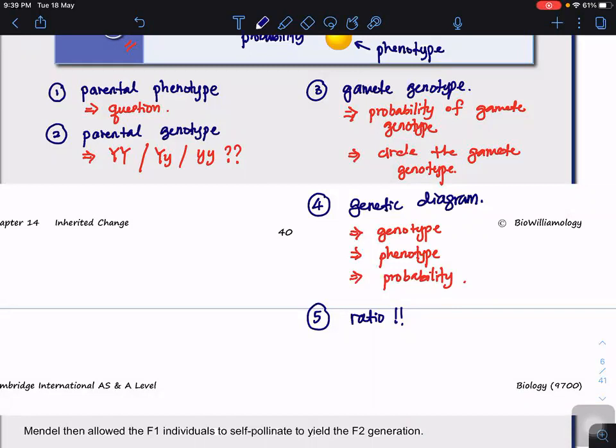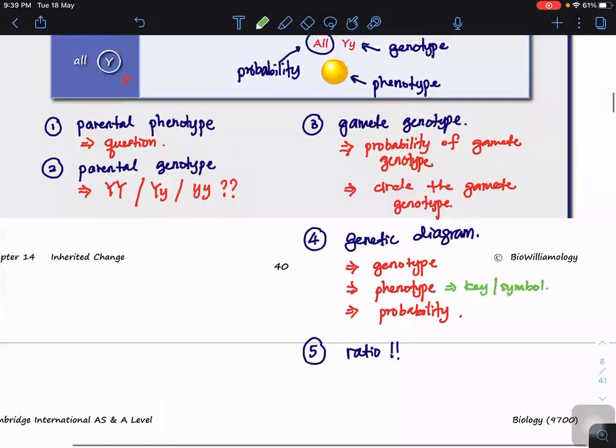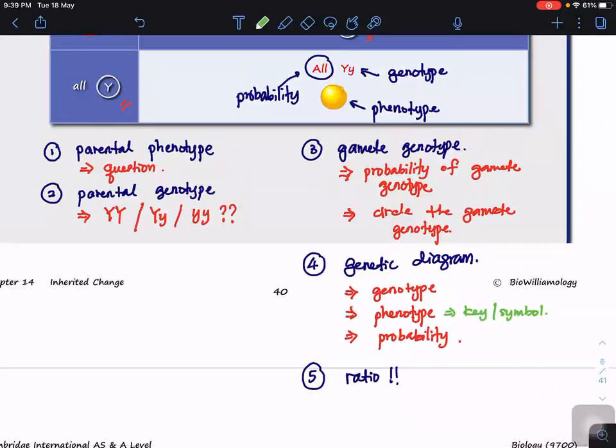Okay, but sometimes for phenotypes, I can use a key or symbol to represent, because I don't want to write so many. Okay, I will show you guys later. Okay, so use back the same thing, then we continue.